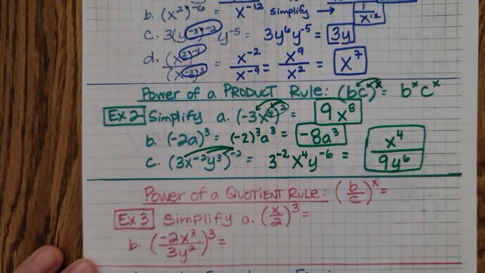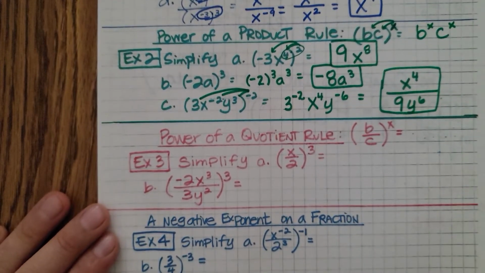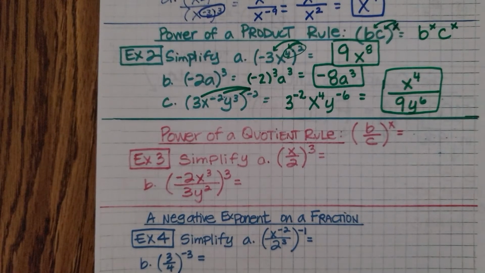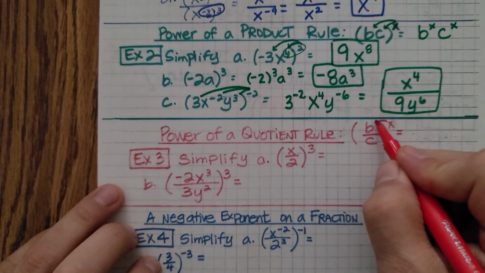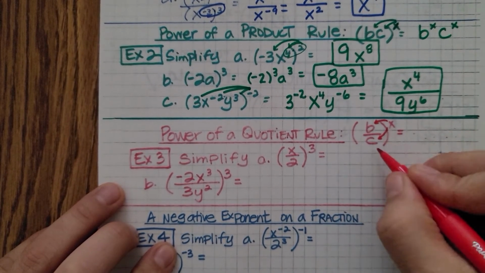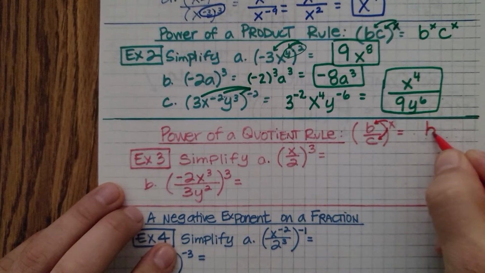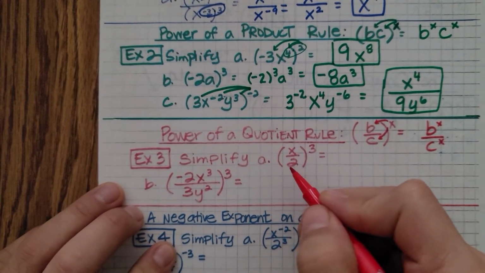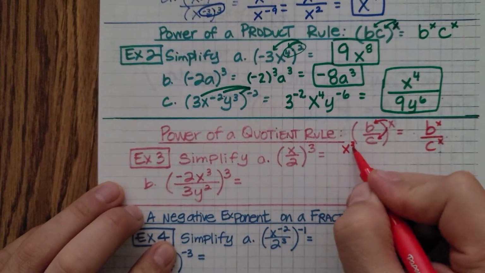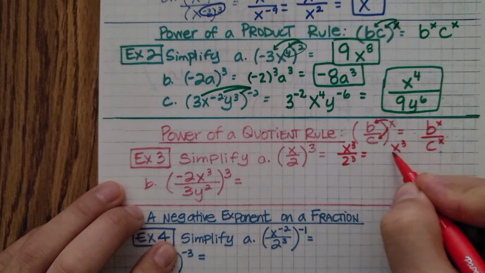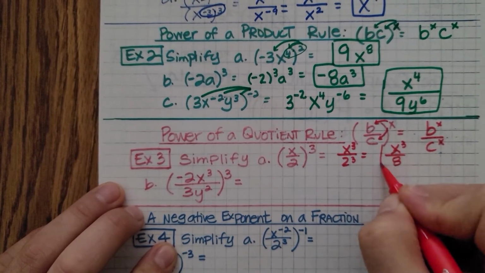Let's take a look at the power of a quotient rule. Very similar to the power of a product rule. This x belongs not just to the top, but to the bottom term as well. So if you have quantity b over c all raised to the x, that's the same as b to the x divided by c to the x. Let's try it here. Pretty straightforward. That's going to be x to the 3rd over 2 to the 3rd, or x to the 3rd over 8.